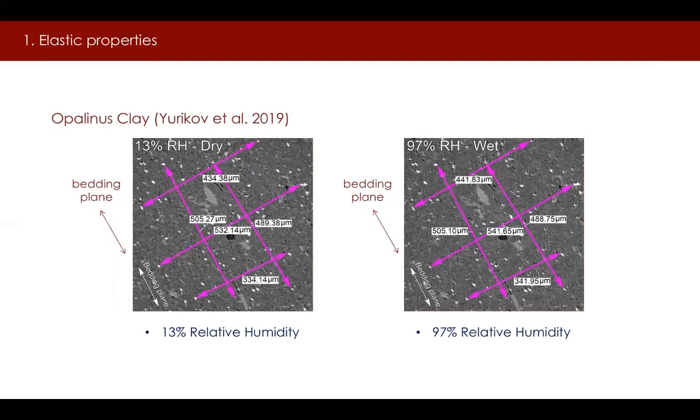We can see that the size of the sample in the direction perpendicular to the bedding plane has increased due to swelling from 532 to 541 microns. On the other hand, there was no significant change of size along the bedding plane, from 505 microns to about the same number. In this case, hydration of the sample only caused swelling in the direction normal to bedding, but had little effect in the direction parallel to bedding.